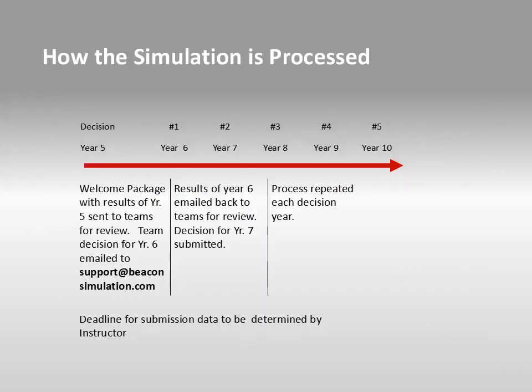This is how the simulation is processed. You'll receive your welcome package with the results from year 5. You and your team will take these results and use them as a basis for your decision for year 6. You'll then email your decision to us, and we'll email the results back to you for the next year. This process repeats itself for each year. Typically, we have 5 decision years.